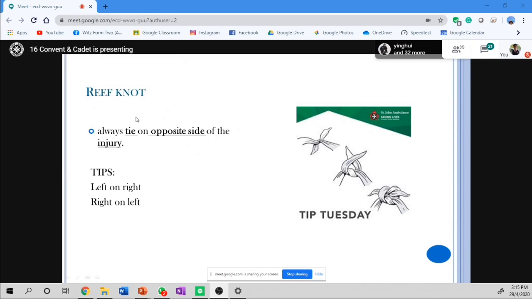So the reef knot is always tied on the opposite side of the injury. When your right hand is injured, then you have to tie the reef knot on the right shoulder. Please don't tie it behind the casualty's back. Imagine you are the casualty now. You feel the reef knot on your back, so when you want to sleep, you will feel something behind your back and not be very comfortable. So the best way is to tie it on the casualty's shoulder.